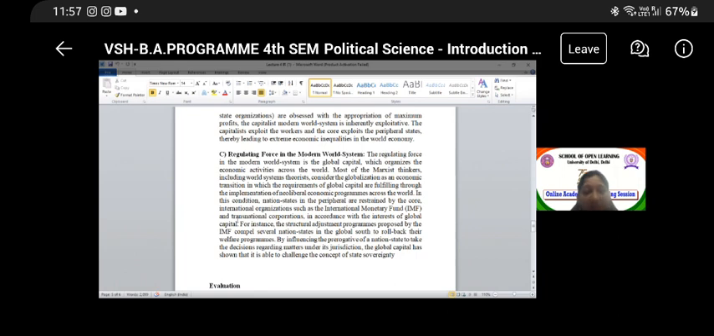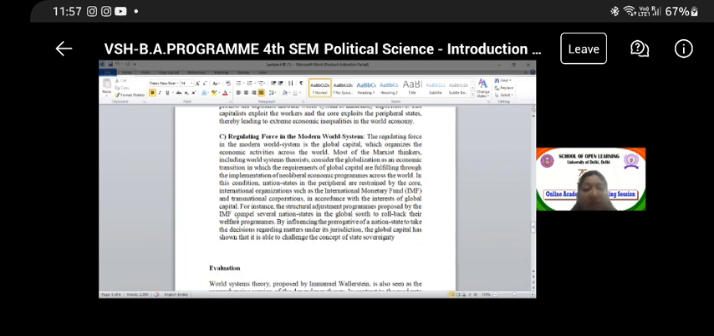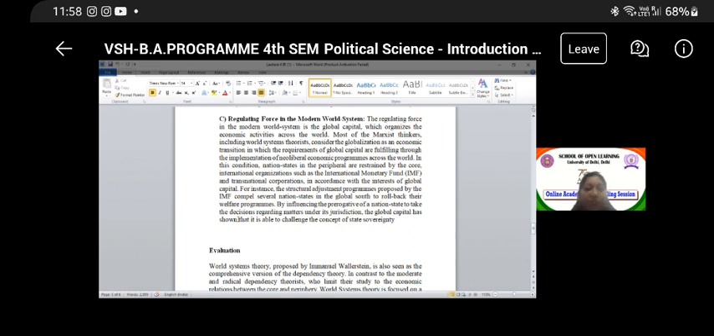कैसे? जैसे कि आपका IMF है, आपके transnational corporations हैं, all these are keeping a tab, keeping a control on the economy of that particular country. Okay, so in accordance with the interest of the global capital, they are exercising some sort of control on the peripheral countries. Another, for instance, the SAP, Structural Adjustment Programs.